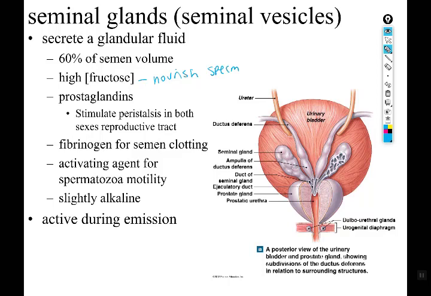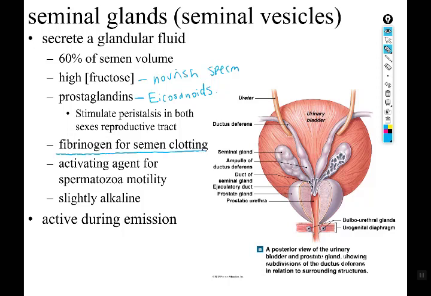I also mentioned that capacitation involves signaling molecules that help to ensure that the sperm are sort of woken up as they begin to make their way out of the reproductive tract. And one of those signaling factors is prostaglandins. So remember from endocrine system, these are eicosanoids. And in addition to helping with capacitation, prostaglandins and other signaling eicosanoids stimulate peristalsis both in the male reproductive tract but also in the female. So they're providing muscular action that assists in getting the sperm where it needs to go.